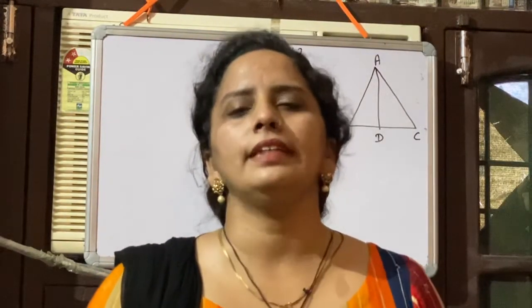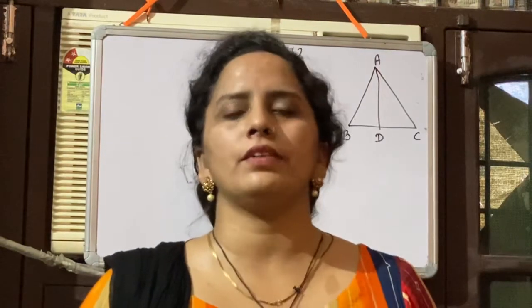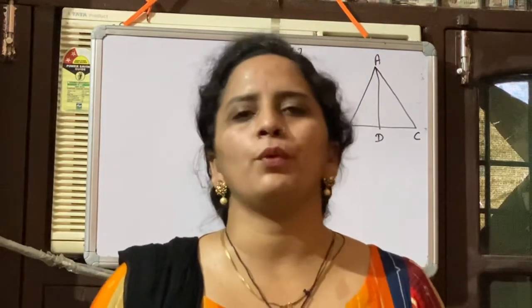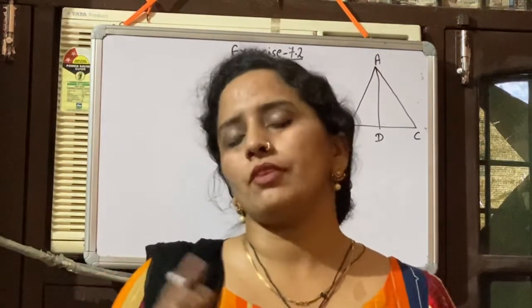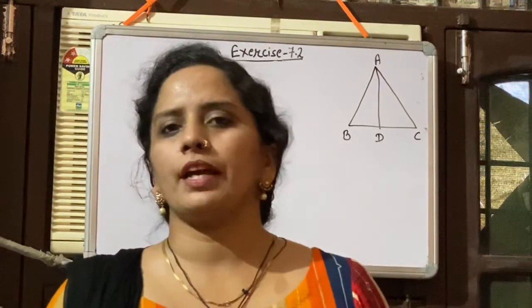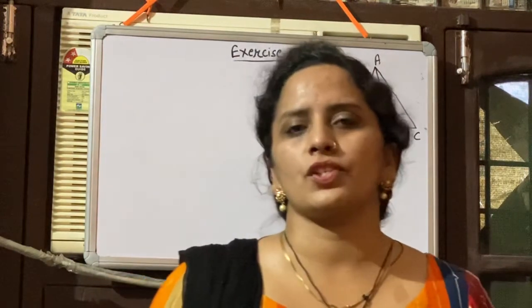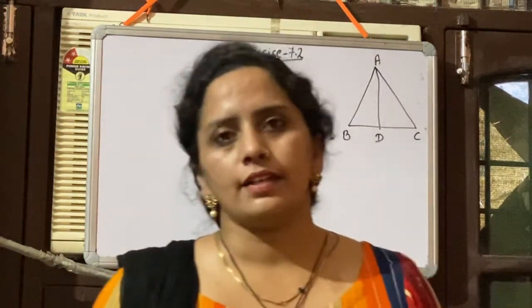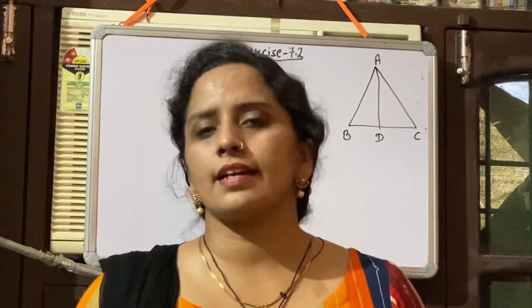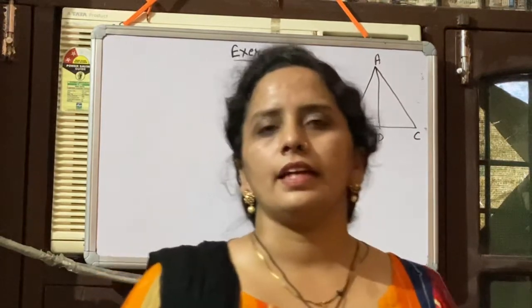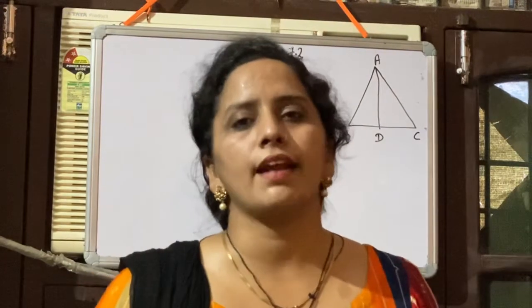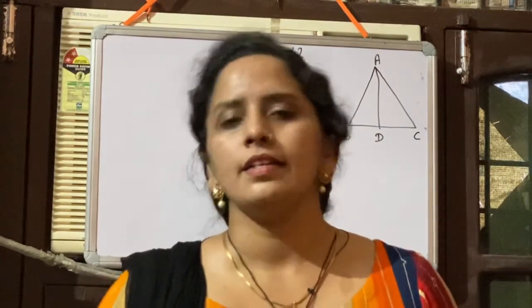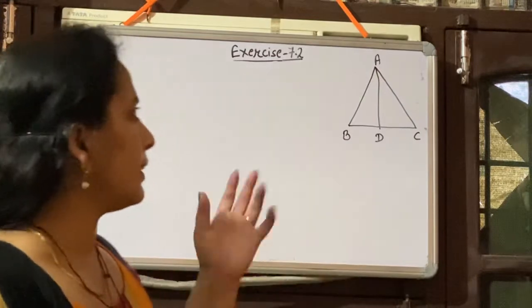Hello students, today we are going to start the next exercise of chapter number 7, that is exercise 7.2. This exercise also totally depends on the 4 congruency rules which we have already discussed in our last lecture: angle side angle, side angle side, angle angle side, and the last one was RHS, that means right angle, hypotenuse and the side. So let's start our exercise.